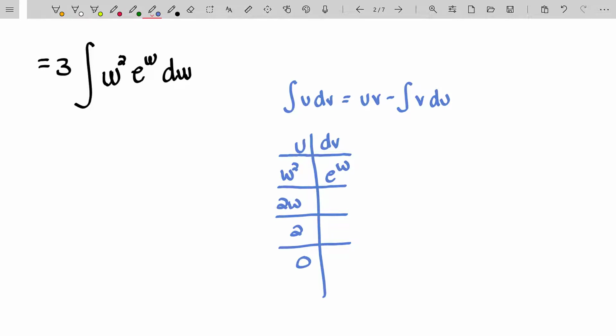The integral of e to the w is e to the w, is e to the w, is e to the w. Those are all the antiderivatives of each other. And then you work with diagonals. You're going to add the product of these two. You're going to subtract the product. Oops, that was supposed to be a different color. You're going to subtract the product of those two. You're going to add the product of those two.